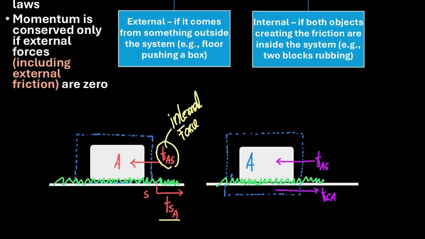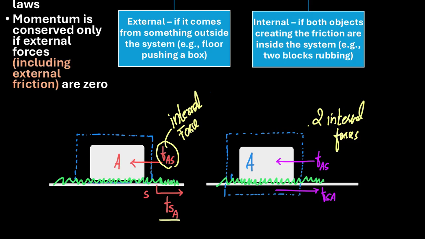But if you consider this larger system, force acting on A is on the system. The force acting on A due to the surface is within the system. The force acting on the surface due to A is also in the system. So there are two internal forces here. That becomes really important.